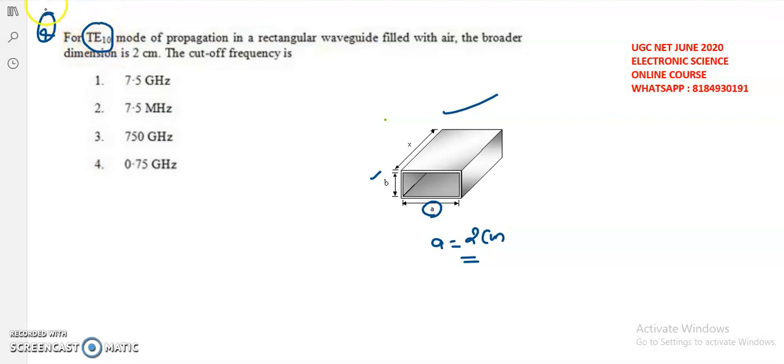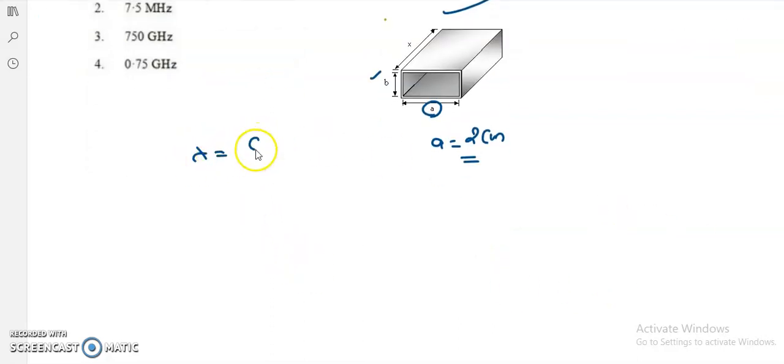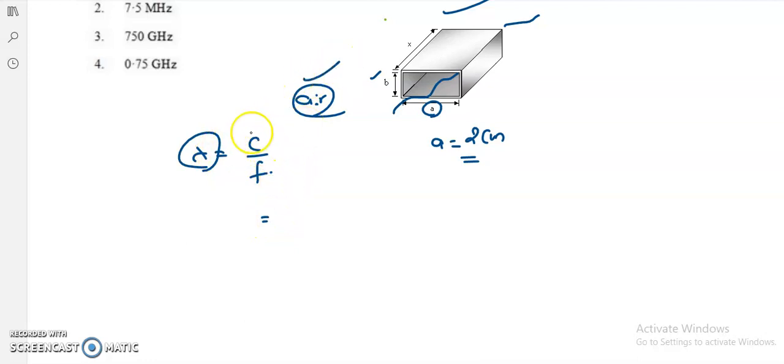TE10 mode of propagation. So TE10 is the dominant mode in the rectangular waveguide, and they are asking for the cutoff frequency. Before going to the cutoff frequency, generally lambda can be given as C divided by F, and anyhow they have given that the medium is air. That means inside the rectangular waveguide air is there, and the TE10 mode is propagating like this. First we will find the wavelength and then we will find the frequency, because if air is the medium, then C can be taken as 3 into 10 power 8 meters per second divided by frequency.